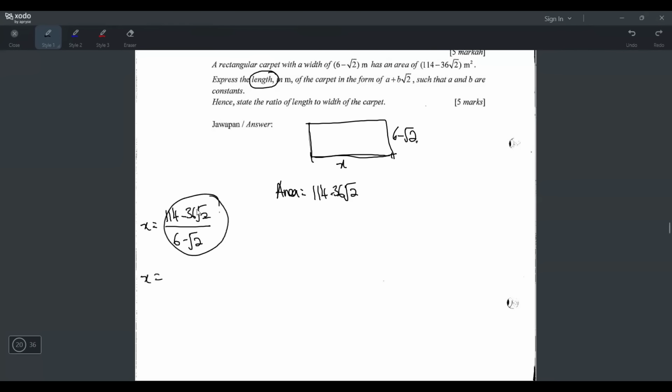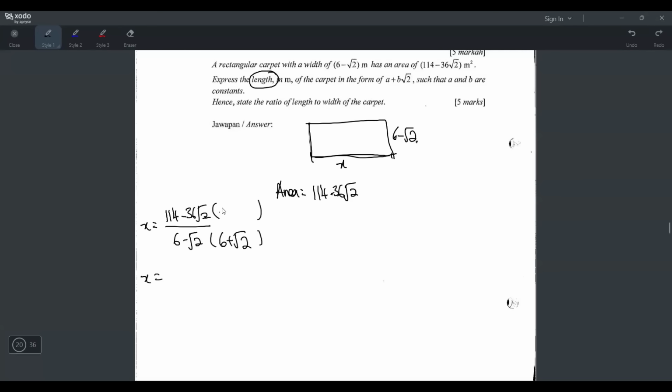Of course you cannot write your answer like this because they say they want in this form a plus b square root 2. Let me tell you how do you change from this form to this form? You have to rationalize the denominator. What is rationalize? It means you hilangkan square root dekat bawah fraction sini. And the process is called rationalize. And how do you hilangkan square root dekat bawah sini? You have to darab with the conjugate sir. So kalau bawah dia 6 minus square root 2, the conjugate will be 6 plus square root 2.